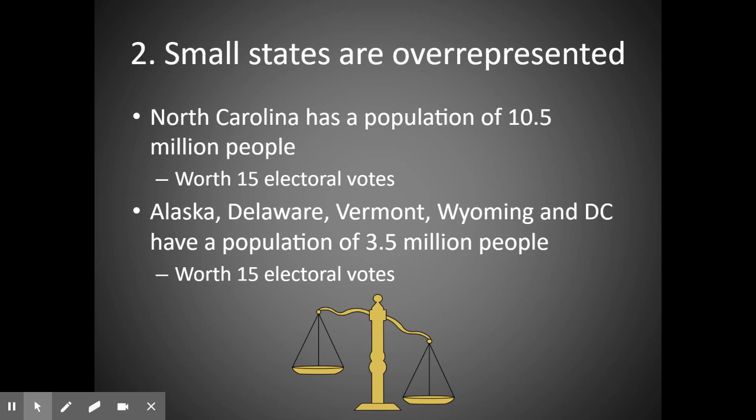So again, you may feel bad when you see California has 50-some electors and North Dakota only has 3. But to be honest, to put it harshly, North Dakota doesn't even deserve their 3. So these are the first two weaknesses or negatives of the Electoral College system.